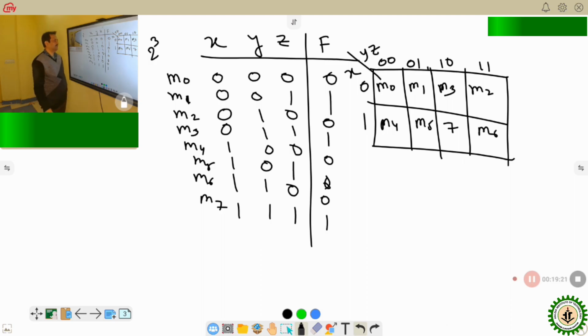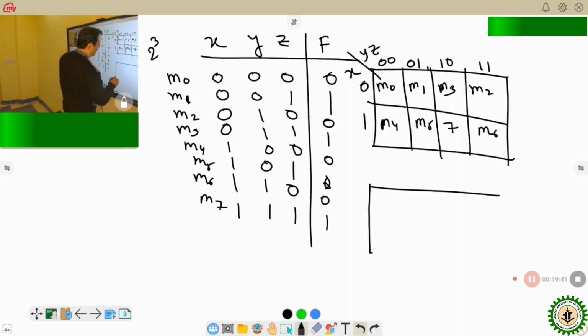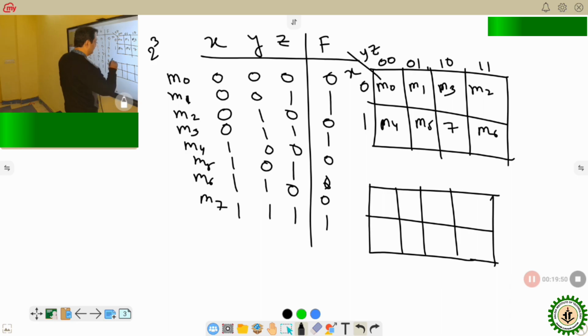Now next we consider what is the output 1. What is the position? Next we consider for which possible combination this output is 1. Okay. Now look, in that particular case, this is x, this one is y and z, this is 0 0, 0 1, 1 0, and 1 1, this is 0 and 1.